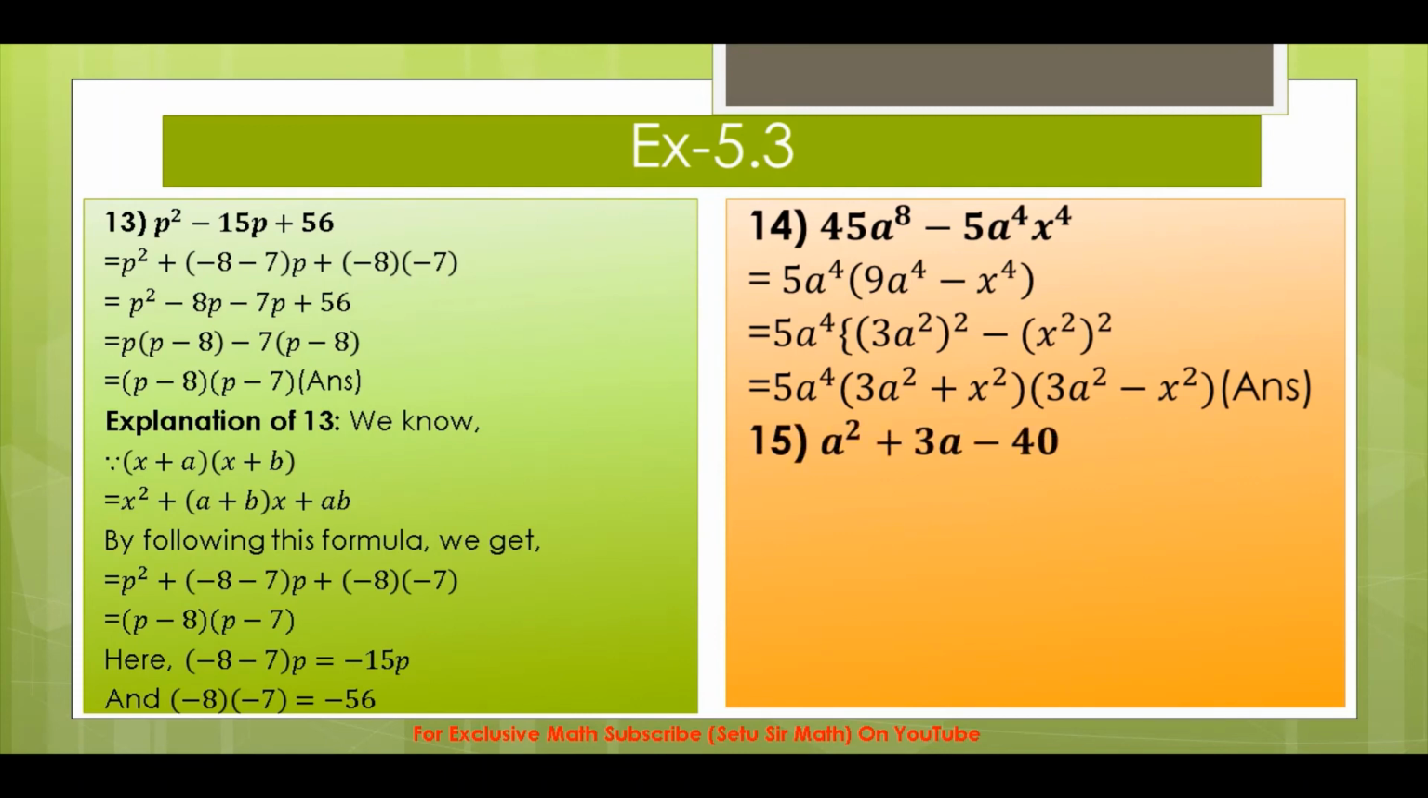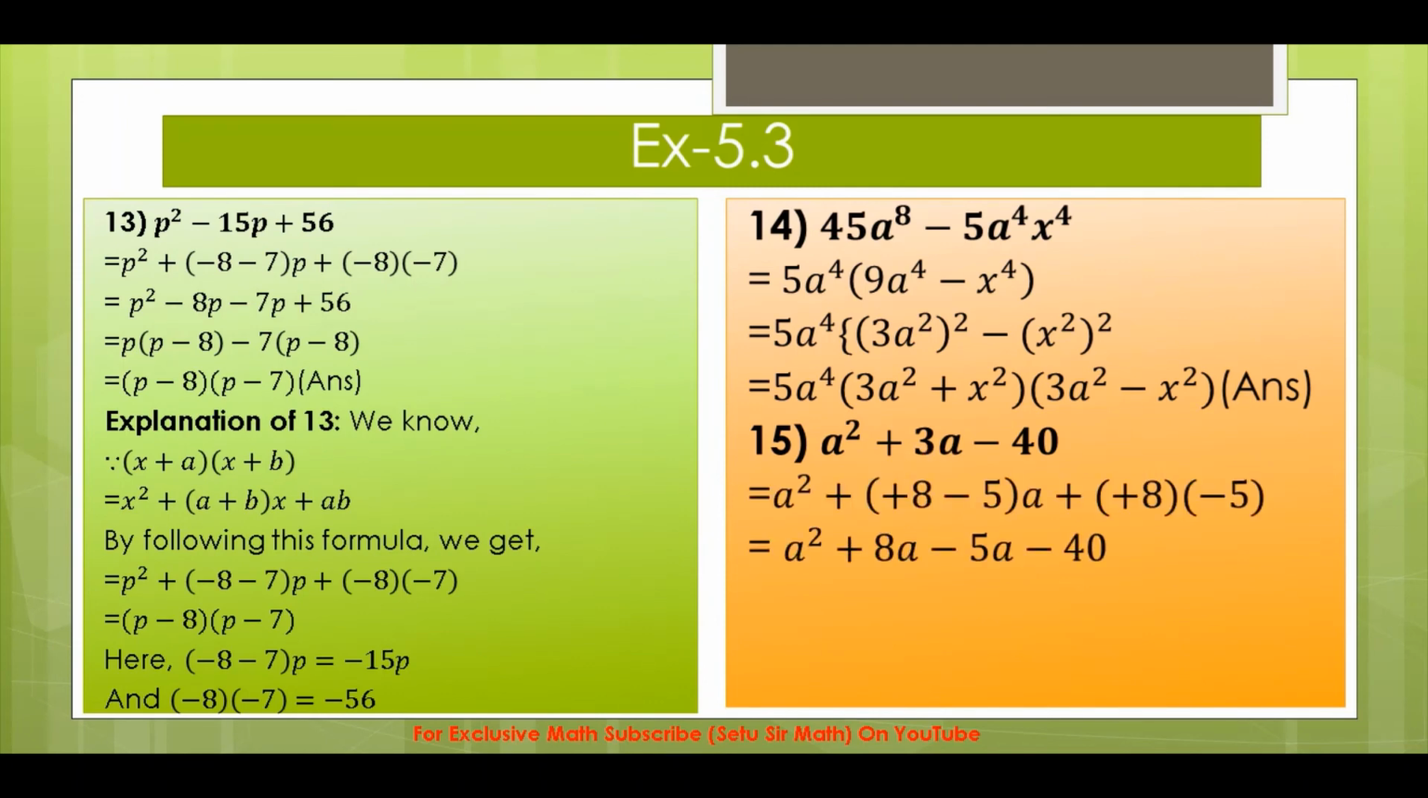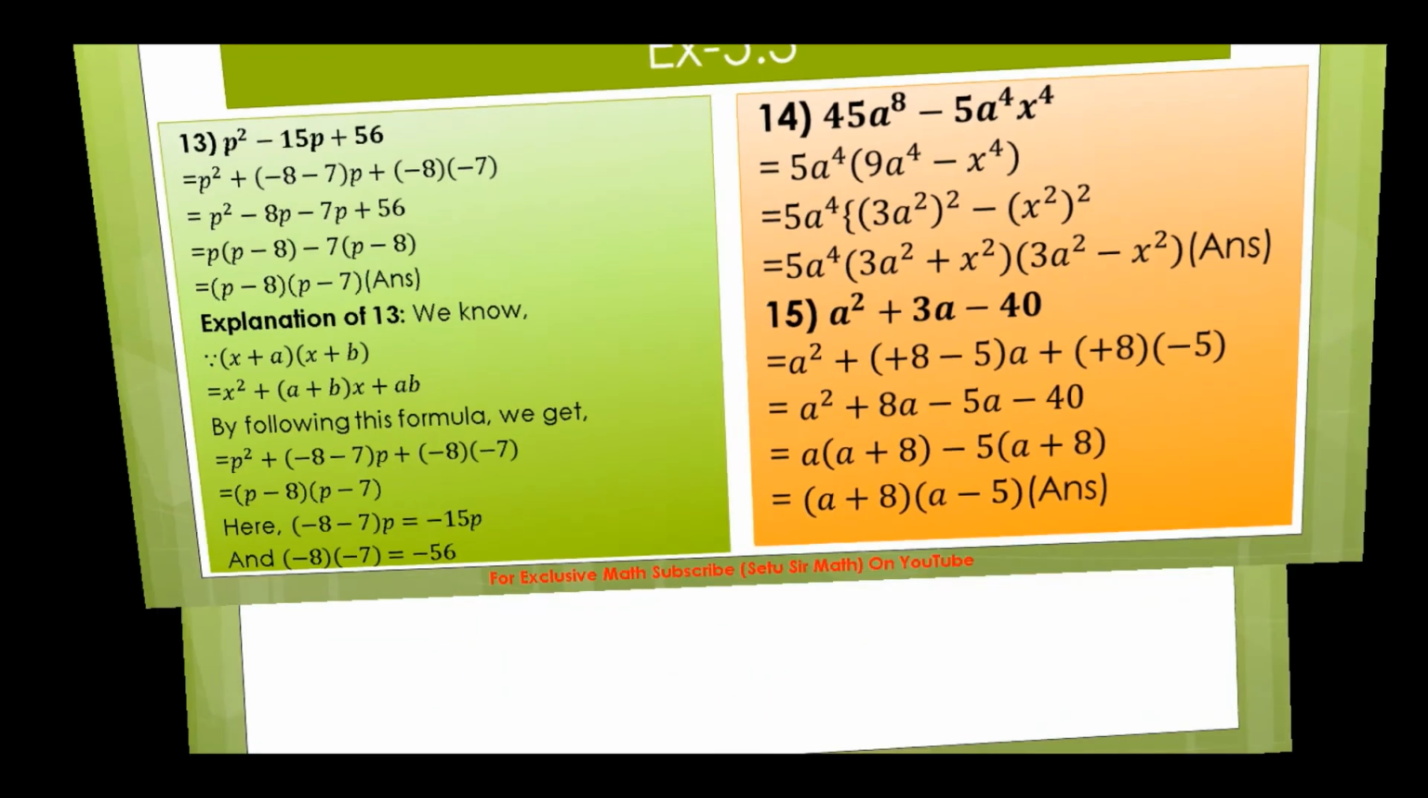In the next math, number 15, a square plus 3a minus 40, and we have to make the same thing. For 40, we will take 2 factors of 40, 8 and 5, because 5 8s are 40, and if we subtract 5 from 8, we will get 3. That is the way. And if we take common a, we will get a plus 8 minus 5. If we take common a plus 8, so a plus 8 and a minus 5 is our desired answer.